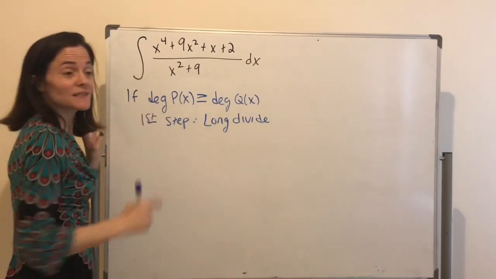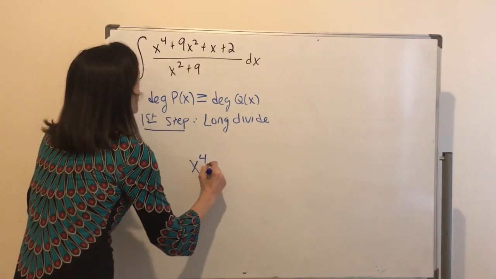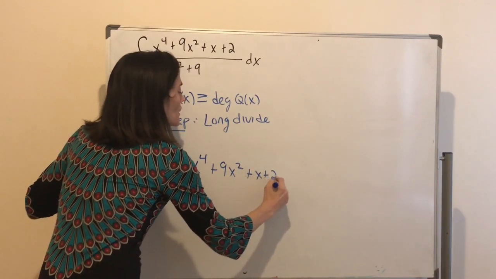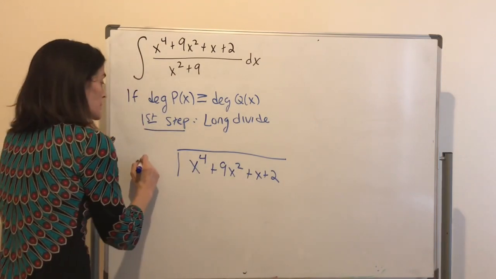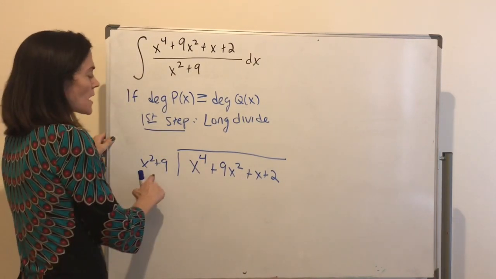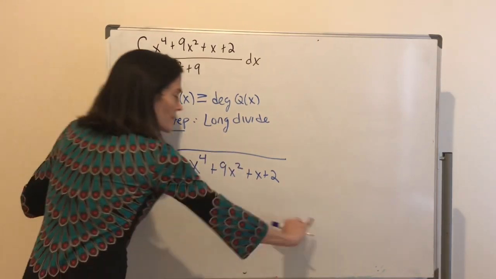Now, this long division is not too terribly bad. Put the numerator, which is the larger degree polynomial, here. And then you put a divide sign. Out here, you put the denominator. So you're going to get some polynomial and a remainder.